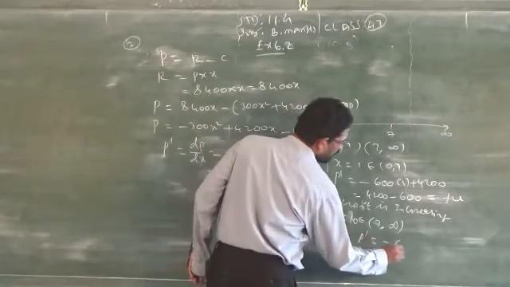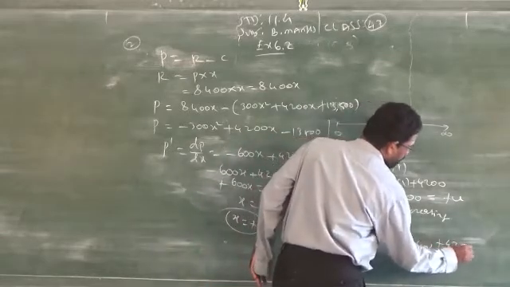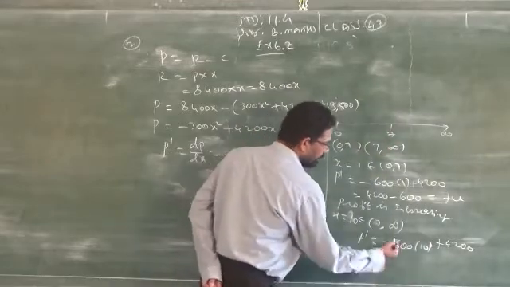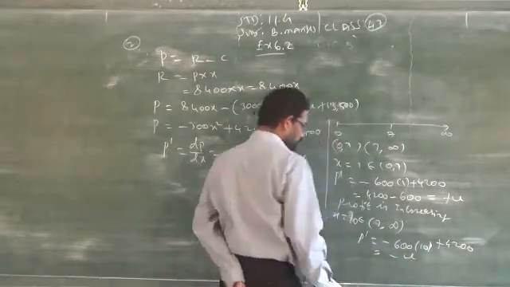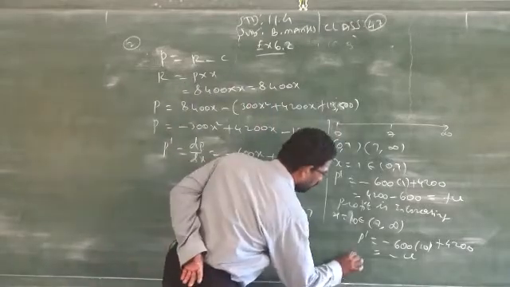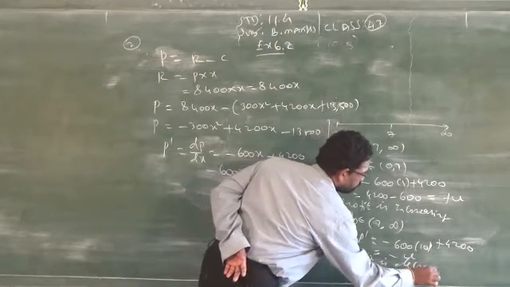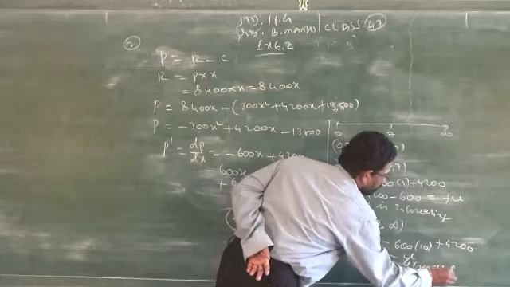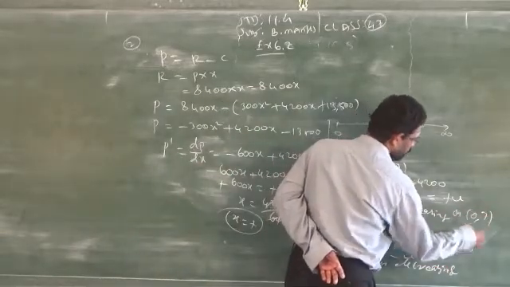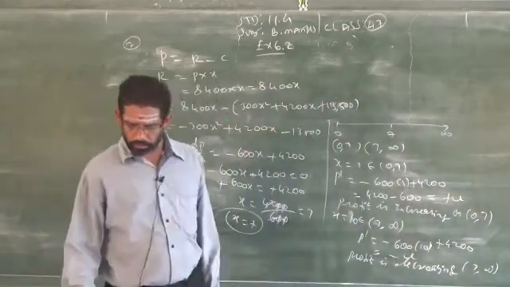P dash is equal to minus. When you multiply, what will be the answer? Finally, you will get only a negative answer. If it is negative, what do you want to write? It is decreasing. Profit is decreasing on that interval, you have to write, 7 to infinity. That's all. This is the required answer.